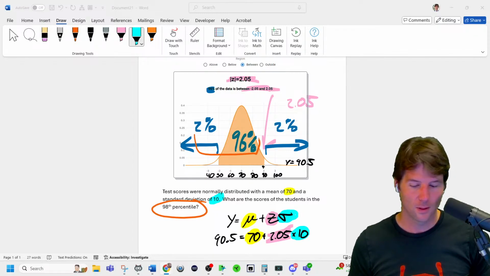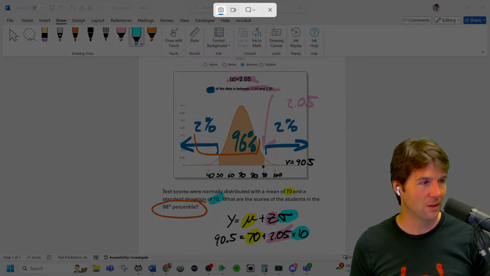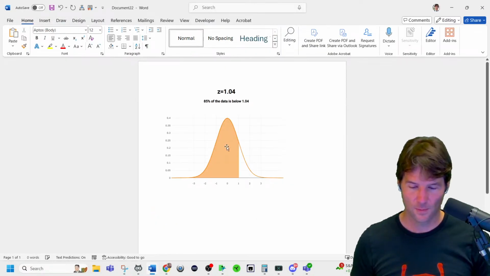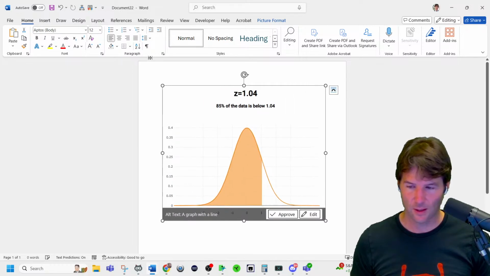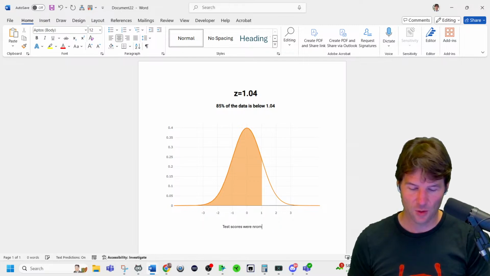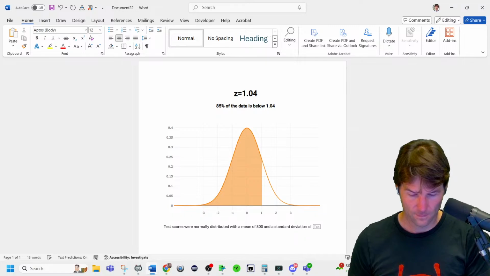And so get ready. I'm going to change the question. We're going to ask what the 15th percentile is on this curve. So we're going to have a drawing right here. This is another type of question. Test scores were normally distributed with a mean of 800 and a standard deviation of 100. What was the 15th percentile?